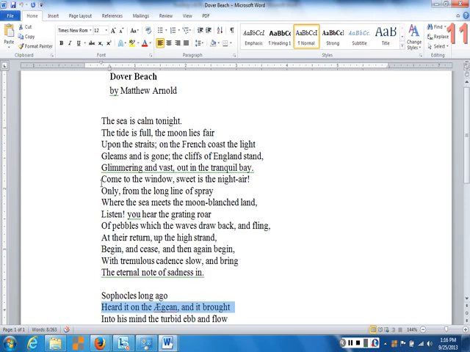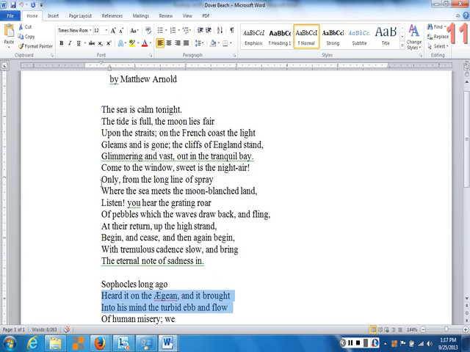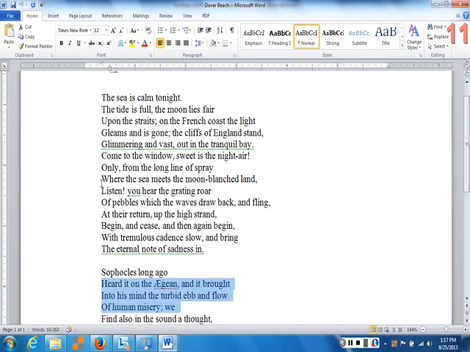Now, you may or may not know that Sophocles is one of the great ancient Greek tragedians, writers of tragic drama, famous for his play Oedipus. You may or may not know that, but you know that we're talking about somebody a long time ago who heard it, that is the eternal note of sadness, on the Aegean, and it brought into his mind "the turbid ebb and flow of misery."